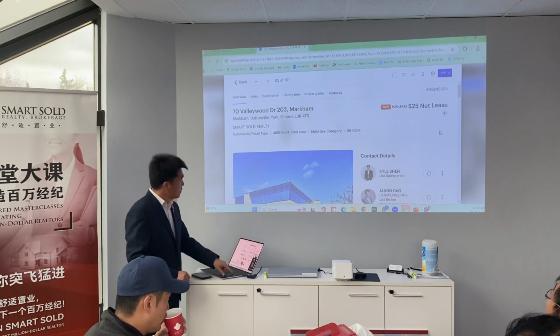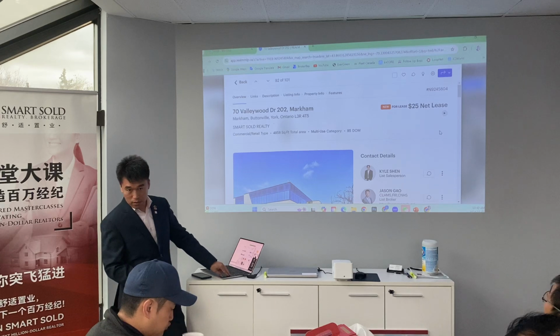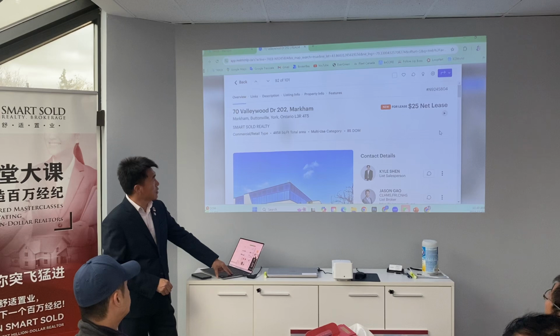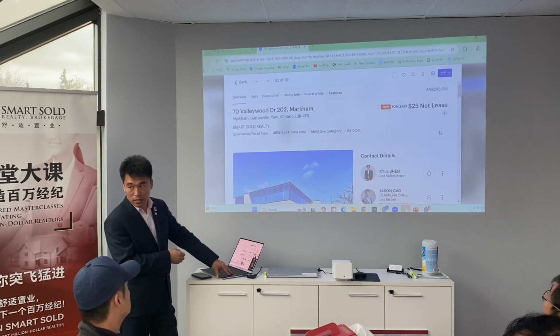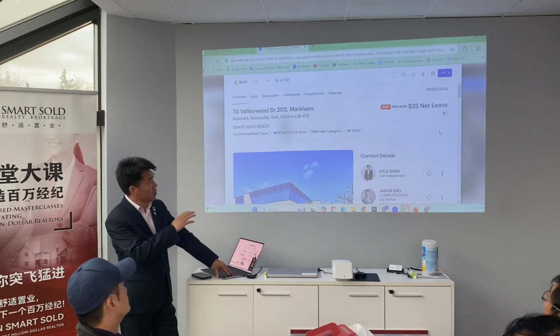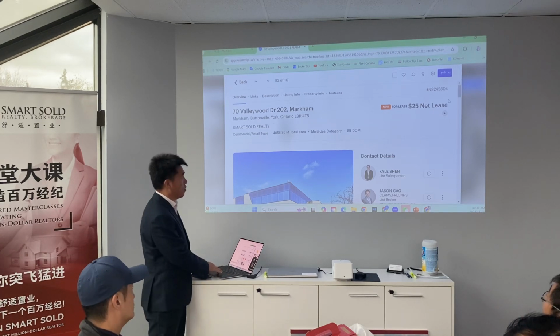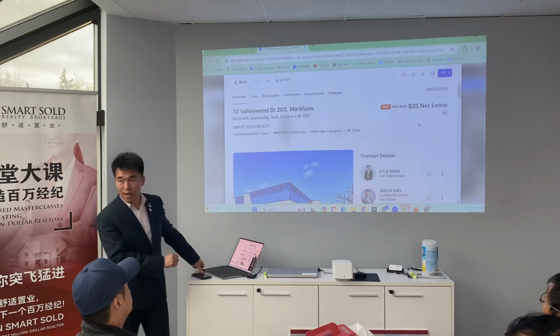Okay, this is one of my commercial listings, a building for lease. Currently, this unit is already leased out. We already got the deposit, so it's going to be updated soon. But I'm just using this as a sample to go through the MLS listing.